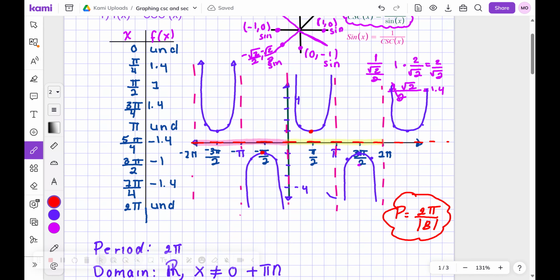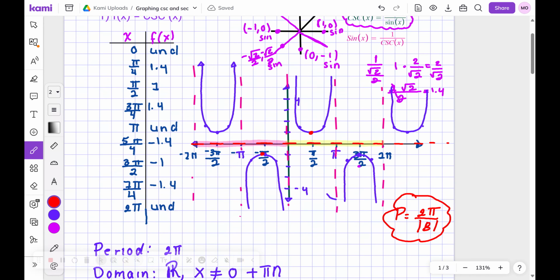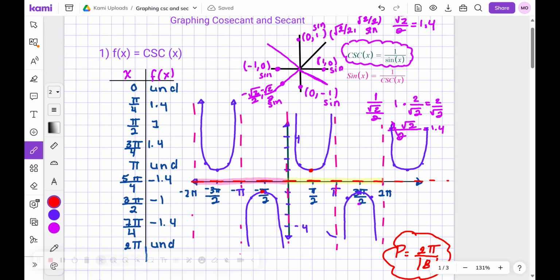All right, let me show you the trick, okay? When you graph sine, this is the parent function of sine. All right, so the parent function of sine, remember, is 0, 0, pi halves is 1, then 0, then -1, then 0. Okay, so this is my sine function.